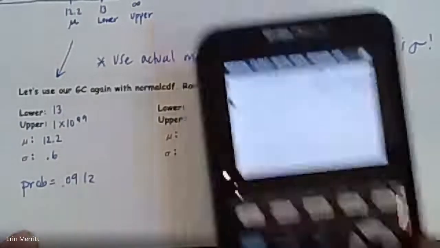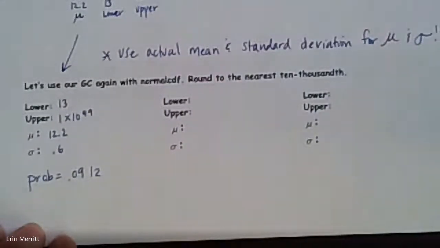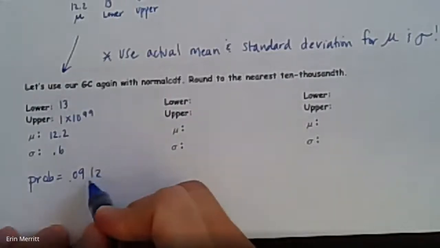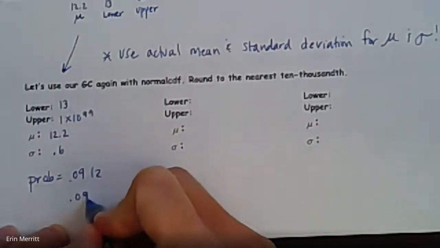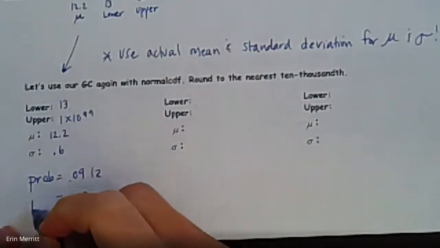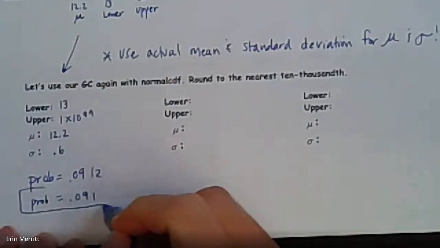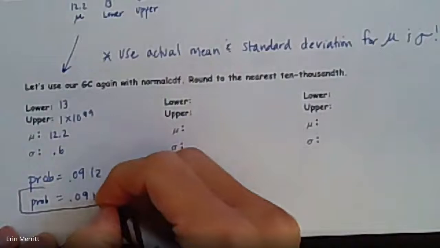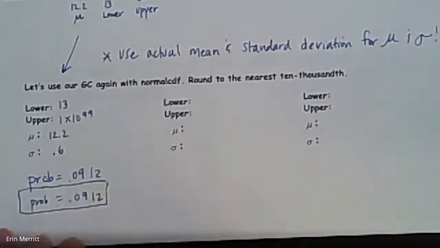1, 2, and now it says round to the nearest 10,000th. Ooh, so I need most of that. And now does it say percent or just probability? Okay, so we'll leave it just like this. 0.091 would be the probability to the nearest 10,000th. We need that extra value.